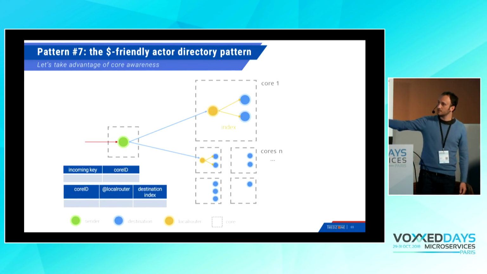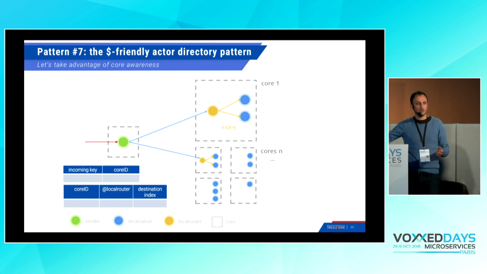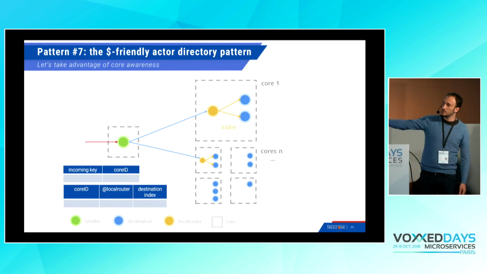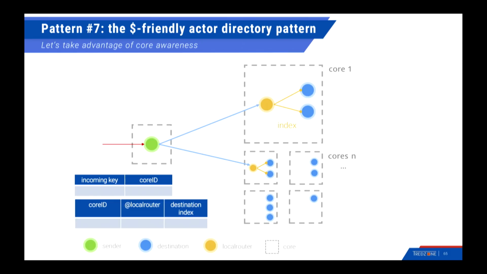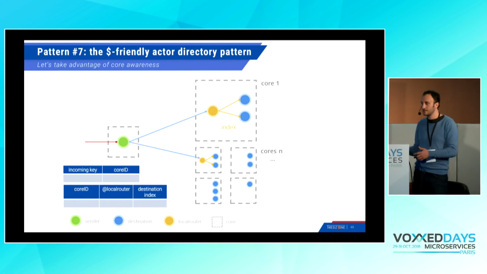You have here the incoming key, but in this table, I don't put now the actor ID, but I put the core ID, something that is very short and could be only, for example, 1 byte. And I have a second table. And in this table, I put the ID of a local router, like before, and an index of the actor to let the router find the actor.